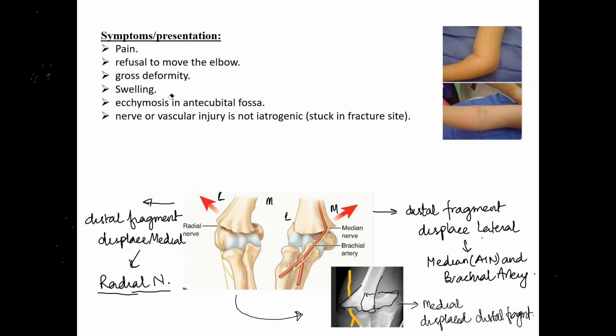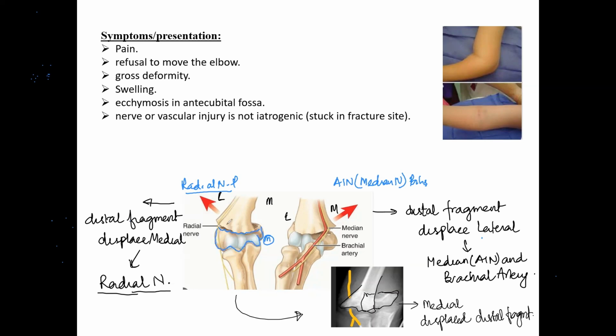This concept is very important. Why? Here, if you see, the patient is having radial nerve palsy. And here the patient is having anterior interosseous nerve palsy, this is a branch of the median nerve. Why is the patient having this? If you see, this is the medial aspect. This is the olecranon, meaning this is the medial aspect. So the distal fragment is moving medially.